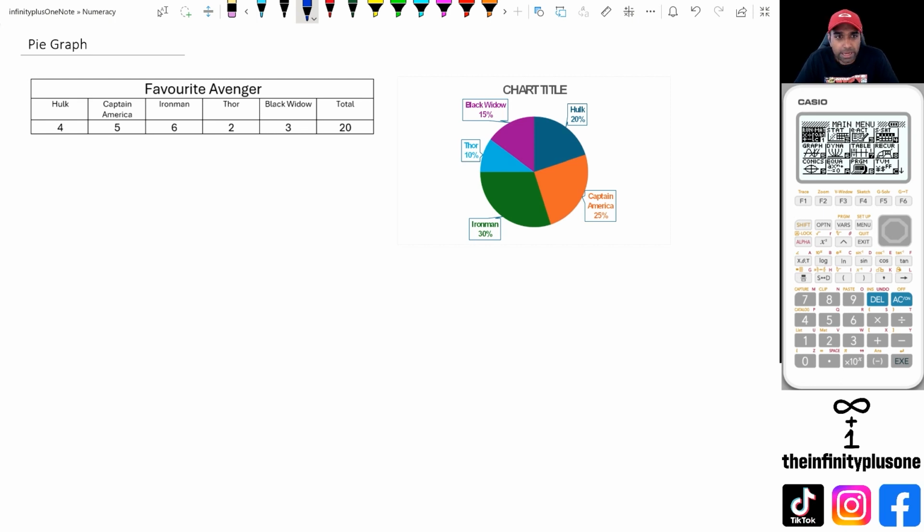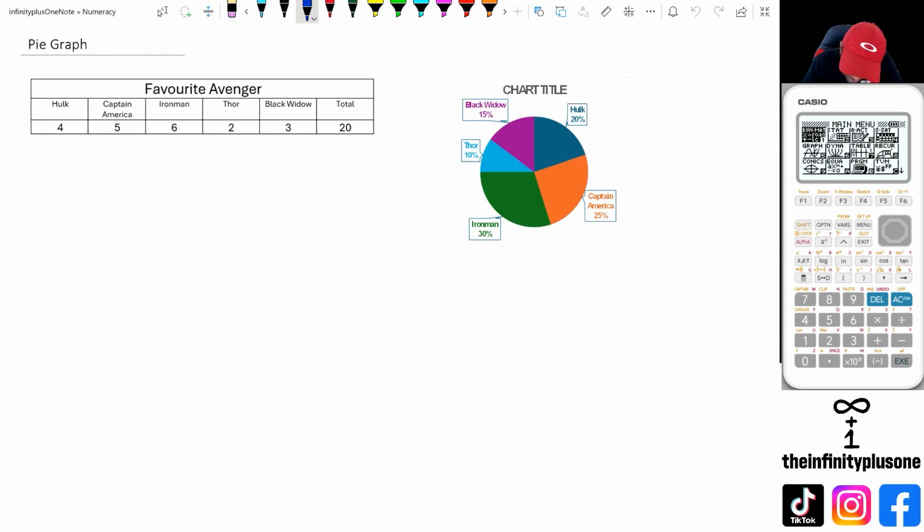But what I'm going to do now is show you folks how it actually gets formed, right? So the way it works is that there's a two-step process. First, you've got to work out the percentages. Now you might notice that Hulk, Black Widow, Thor, Iron Man, Captain America have a percentage attached to them. How do we find this?